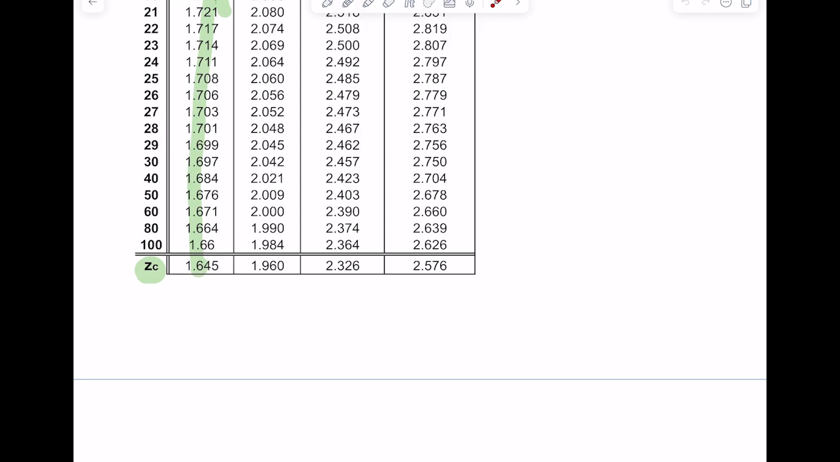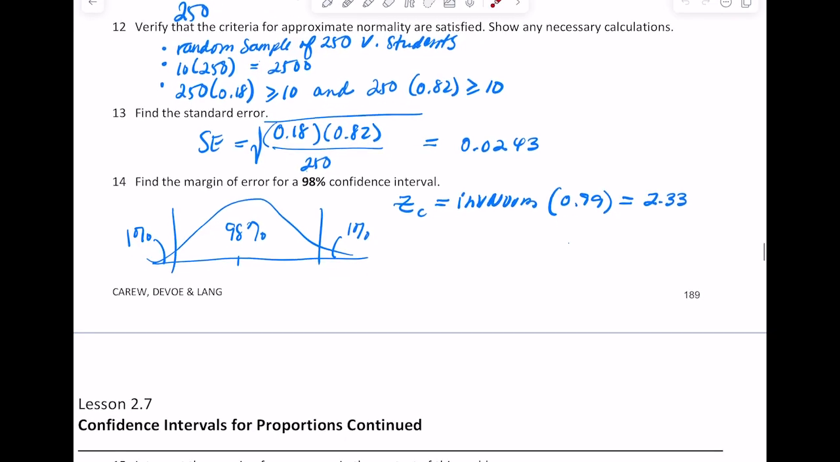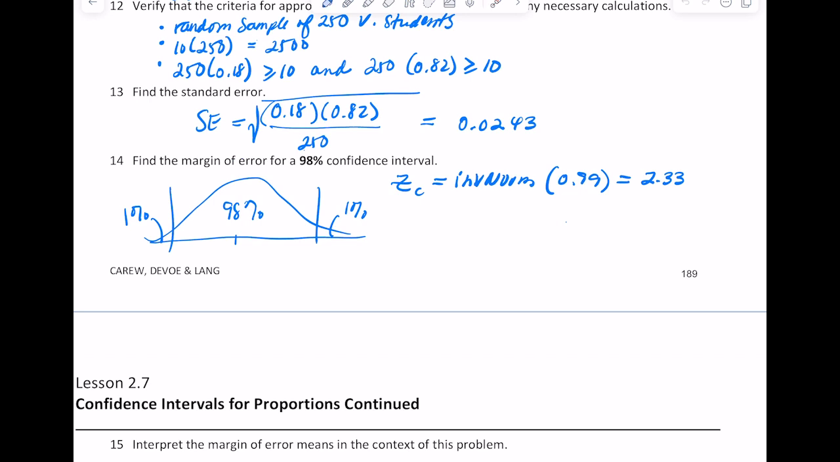So this is called the empirical rule. What the empirical rule tells us is that if a distribution is approximately normal, so bell-shaped and unimodal, then roughly 68% of the values will fall within one standard deviation above and below the mean. To find the margin of error, remember I then need to multiply my z critical value by the standard error.